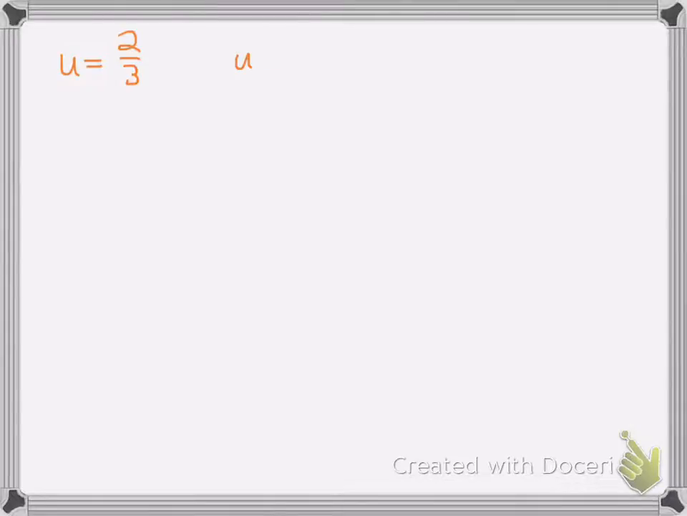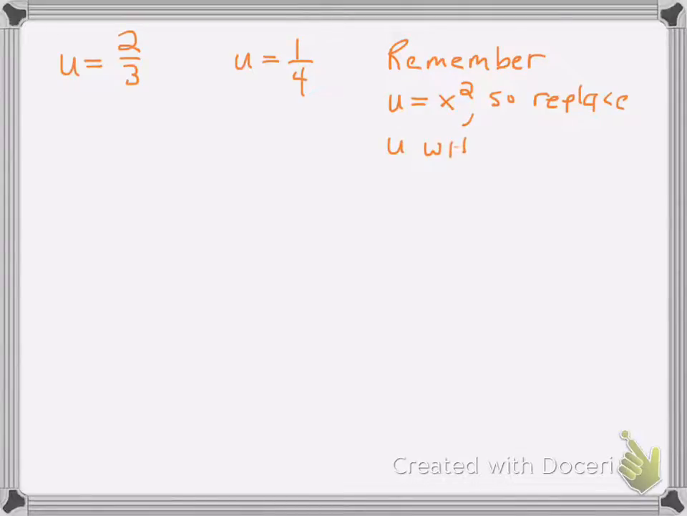So we have our two u's solved for already. u is equal to 2/3 and u is equal to 1/4. Remember, u is equal to x squared, so we're going to replace what u is equal to. These equations are now going to become x squared is equal to 2/3 and x squared is equal to 1/4. From there, we just solve.